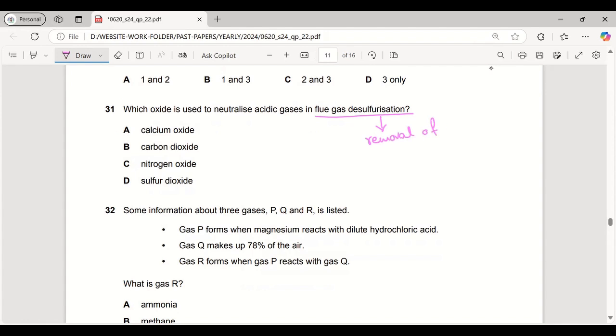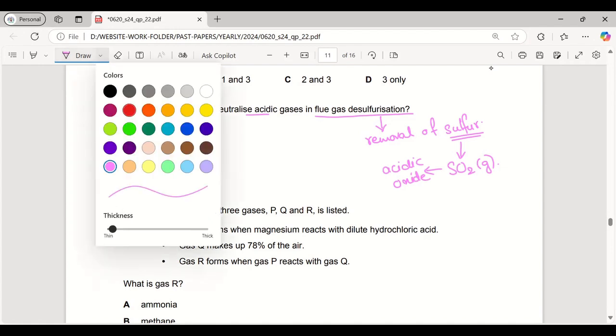the sulfur from the hydrocarbons, because sulfur is present in the hydrocarbons as an impurity, and when sulfur burns, it produces sulfur dioxide gas, which is harmful. So which oxide is used to neutralize it? Sulfur dioxide is an acidic gas, an acidic oxide. So obviously, to neutralize an acidic oxide, we need something basic.